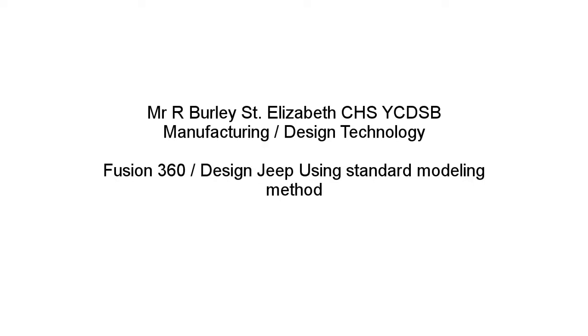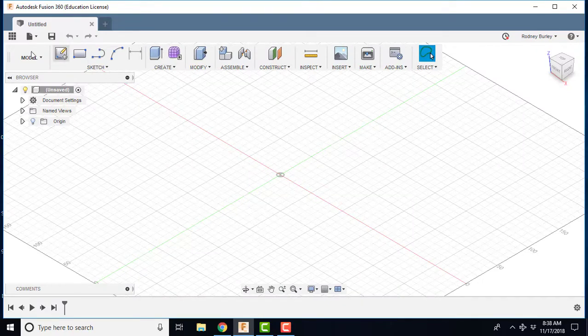It's Mr. Burley at St. Elizabeth Catholic School. We're going to model a car today using Fusion 360, standard model mode rather than the sculpting mode. In this particular case, we're going to do a Jeep.